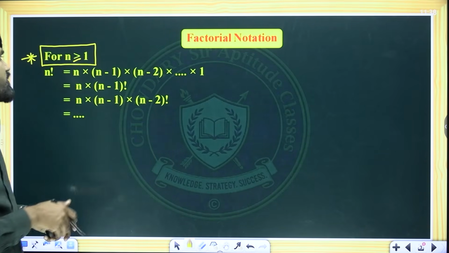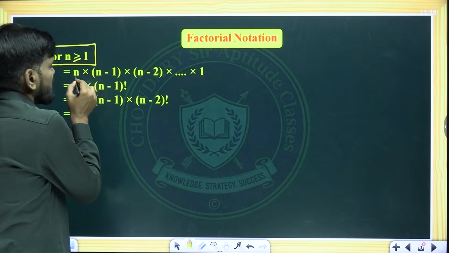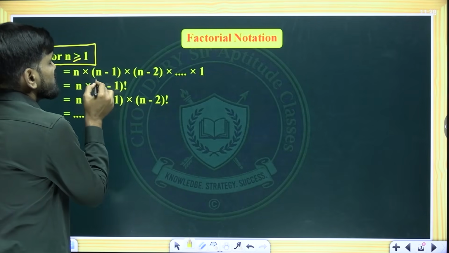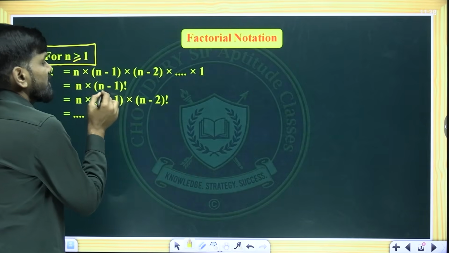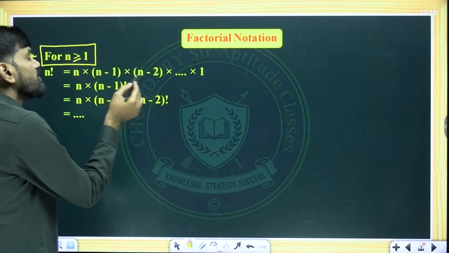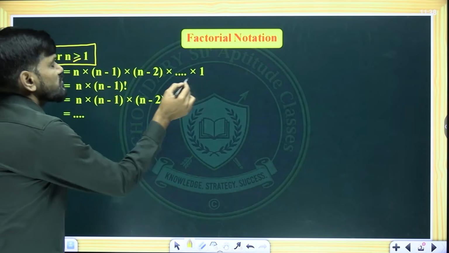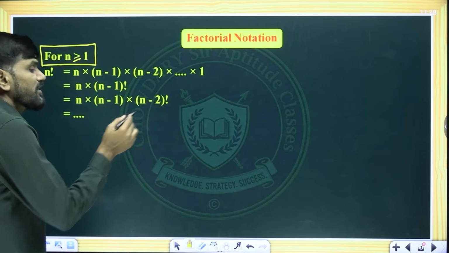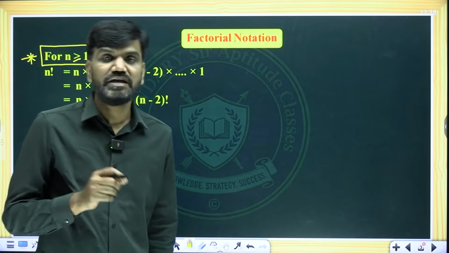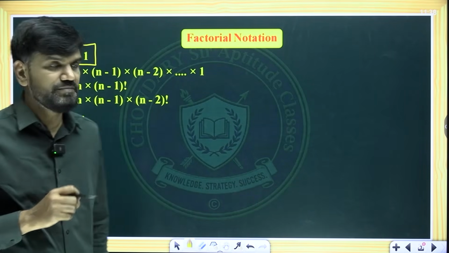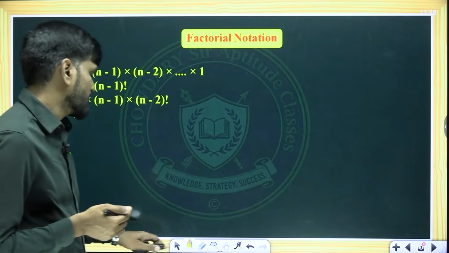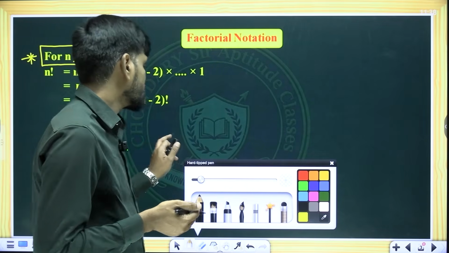So, this can also be written as, if I start with n, that will be called n factorial. If I start with n minus 1, that is called n minus 1 factorial. Further, I can also write this as n into n minus 1 into this portion, n minus 2 up to 1, which is called n minus 2 factorial. Keep this in mind.